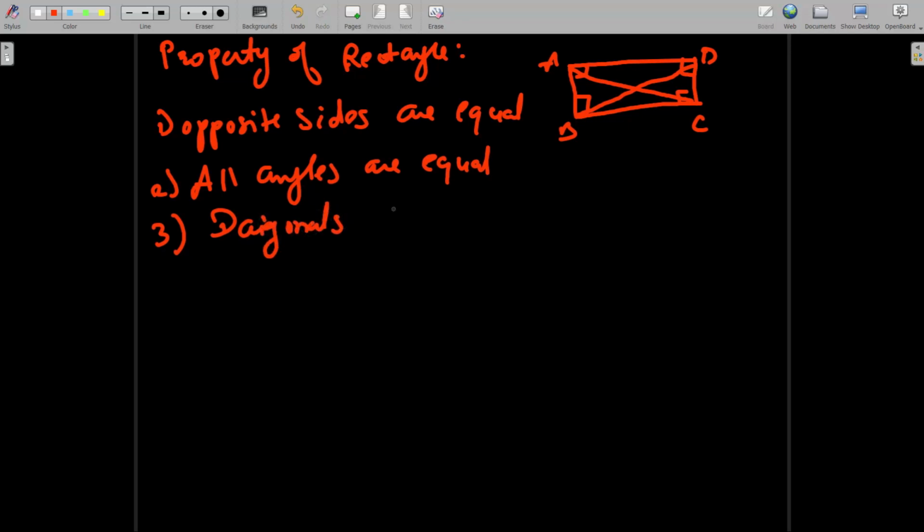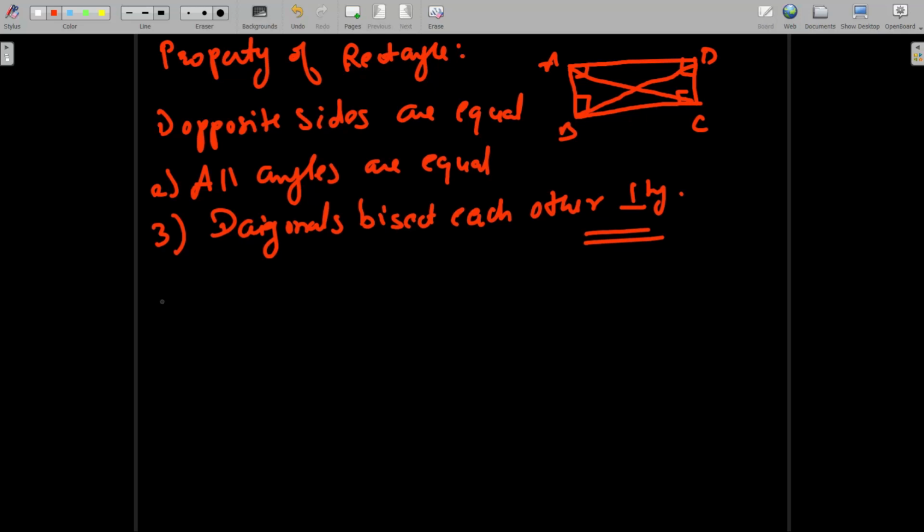Diagonals intersect, or we can say bisect each other, bisect each other perpendicularly. Okay, now the formula for rectangle is what?